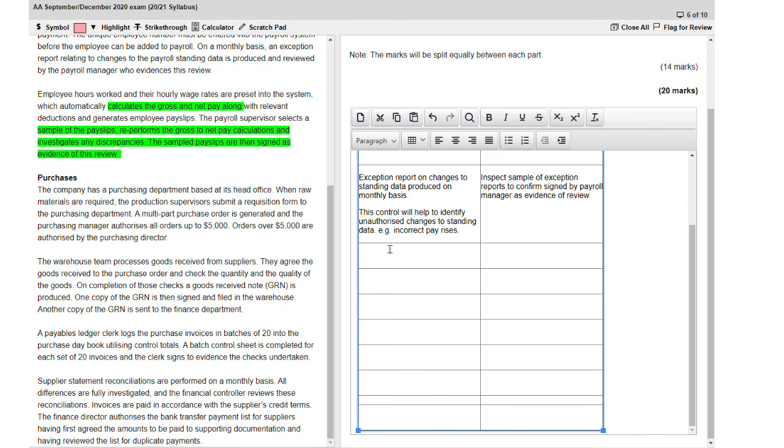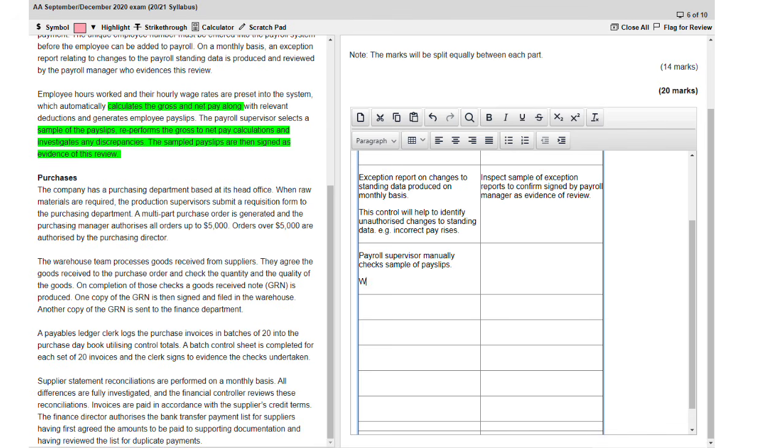So we've noticed, who is it? The payroll supervisor. Payroll supervisor manually checks a sample of payslips. What's the point of this? Again, it will help to prevent errors. It would help to prevent any errors in the automated or the automatic payroll system.